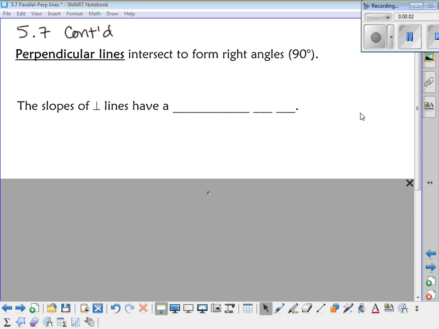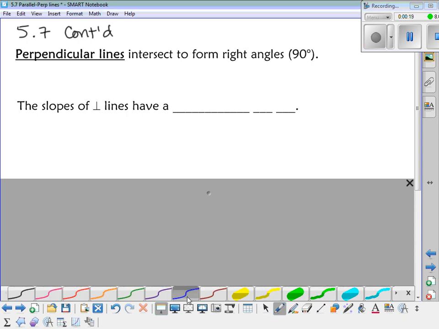Okay, so today's notes are a continuation of what we did last Friday. We did parallel lines. And what do we know about the slopes of parallel lines? They're the same. Okay, the slopes of parallel lines are the same. Today we're going to talk about perpendicular lines.